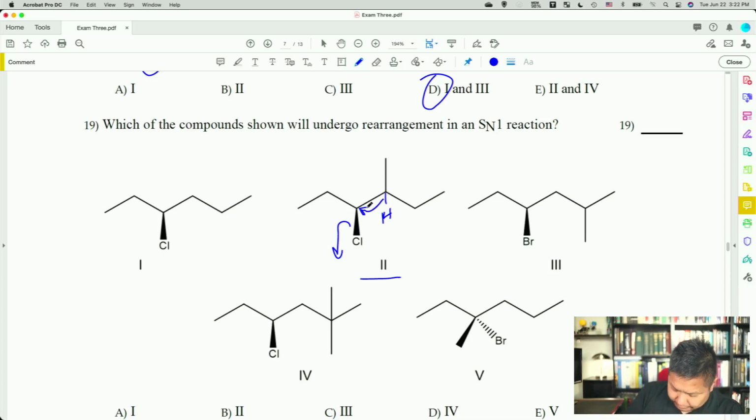like that. And when we do the hydride shift, we end up with a tertiary carbocation, right? And a tertiary carbocation is more stable than what this was going to be, which is a secondary carbocation, so the answer is 2. Next.